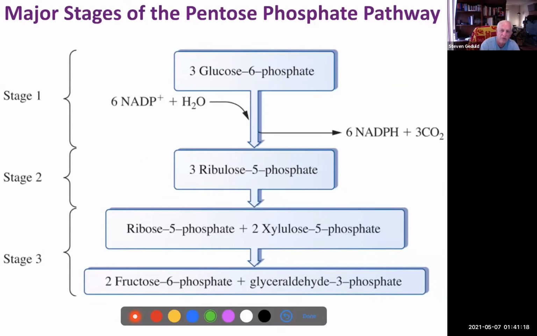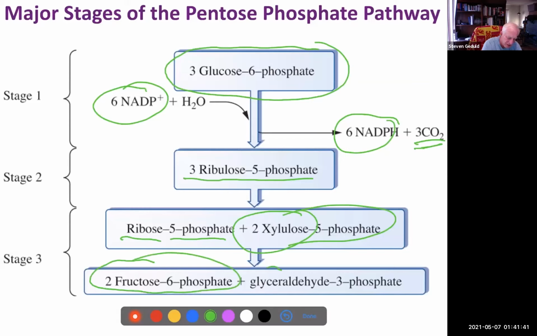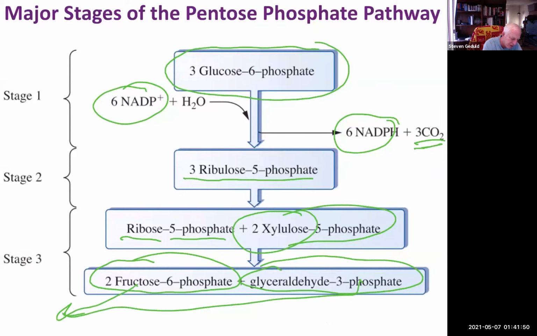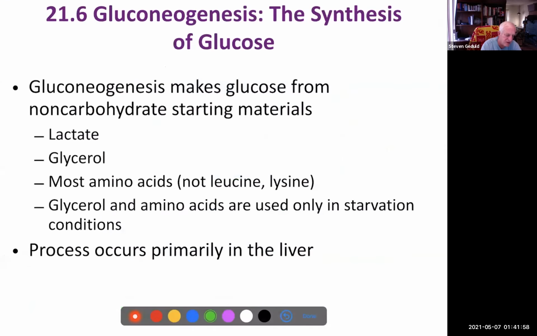Okay, the 3 glucose 6-phosphates. It takes 6 NADP plus, goes to 6 NADPH, and carbon dioxide. Then it goes first to 3 ribulose 5-phosphate, then to ribose 5-phosphate and 2 xylulose 5-phosphates. And that's going to end up producing 2 fructose 6-phosphates and glyceraldehyde 3-phosphate, both substrates in the glycolytic pathway. And then these 2 enter back into glycolysis to produce energy. So that's how we utilize 5-carbon sugars.